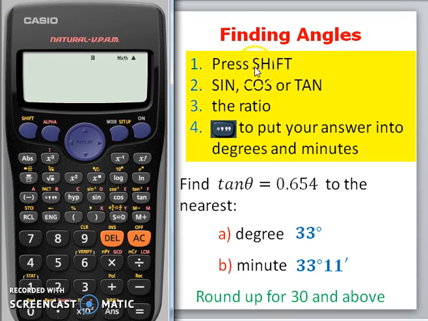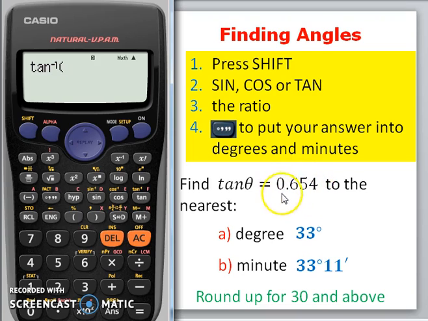So we actually have to press shift first before we press our sine, cos or tan. Put in the particular ratio you're given, like the number, and then we use this degrees button to turn our answer back into minutes and degrees. So let's have a look at this one. Tan theta equals this. So it says press shift, press your sine, cos or tan. So for this one, we'll be pressing tan, and then we put the ratio in.